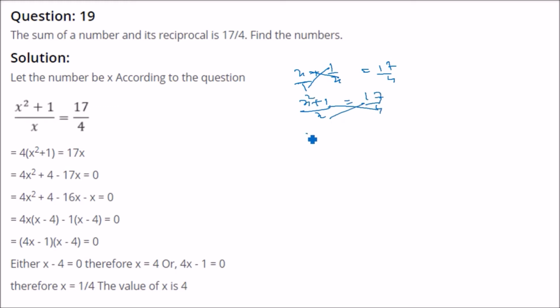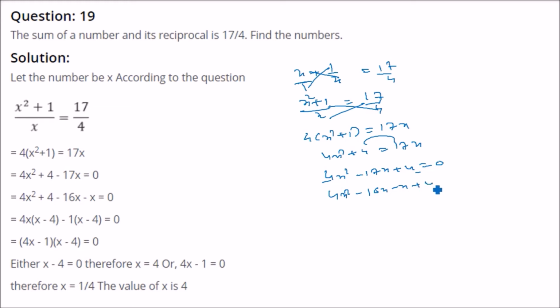Multiply it here, multiply it here. 4 into x square plus 1 will be equal to 17x. So 4x square plus 4 equal to 17x. Bring it here. So 4x square minus 17x plus 4 equal to 0. So this is 4 into 4, 16. 17 can be written as 16 and 1. 4x square minus 16x minus x plus 4 equal to 0. Take 4x common, x minus 4. Take minus 1 common, x minus 4 equal to 0.